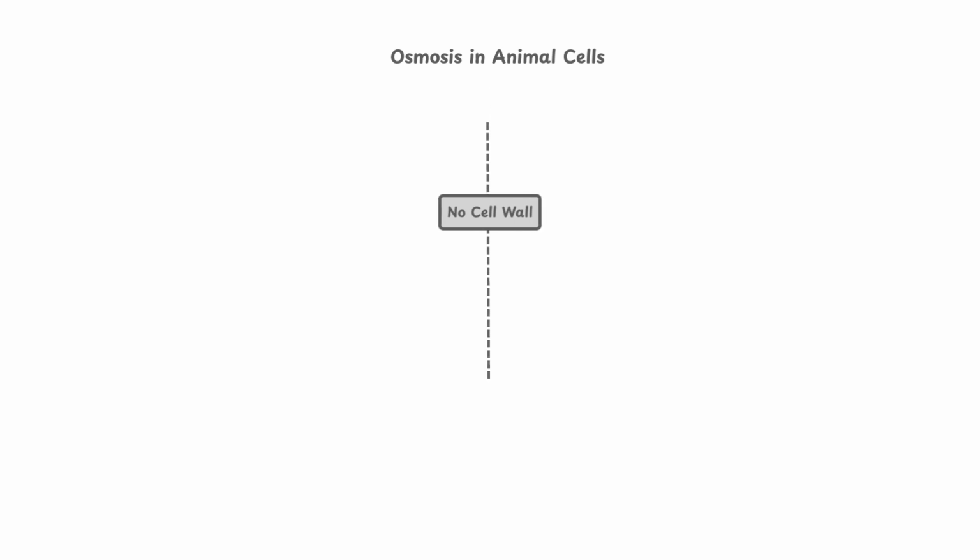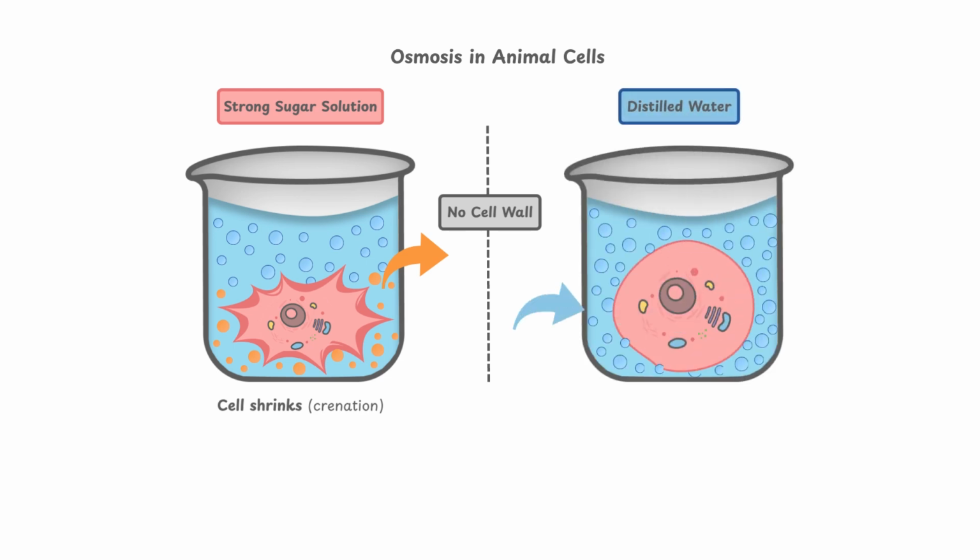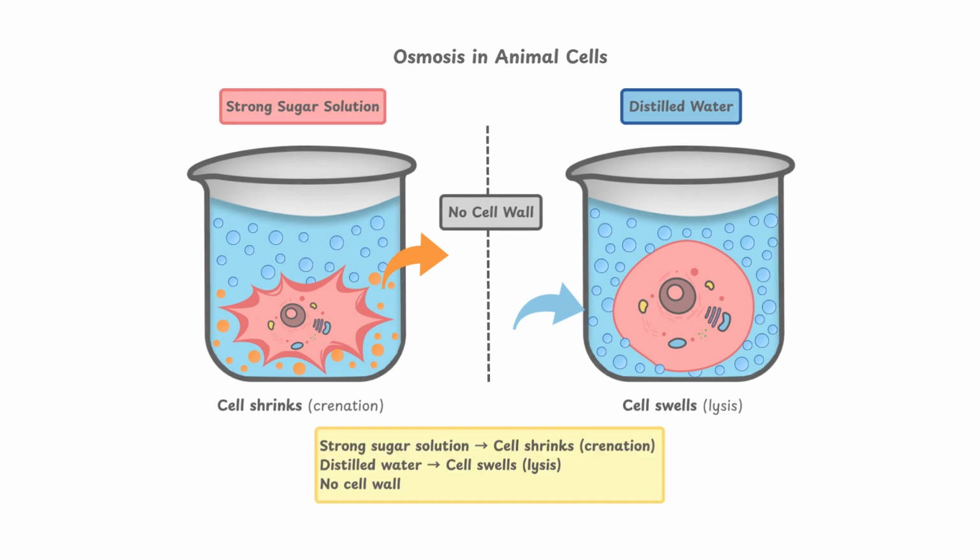Animal cells do not have a rigid cell wall. In a strong sugar solution, which has lower water potential than the cell, water leaves by osmosis. The cell shrinks and becomes crenated. In distilled water, which has higher water potential, water enters. If too much water enters, the cell may burst. This process is called lysis.